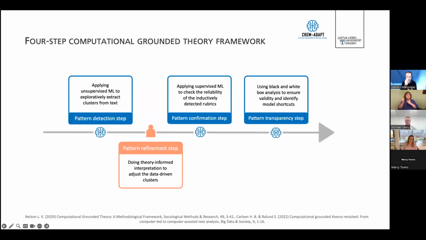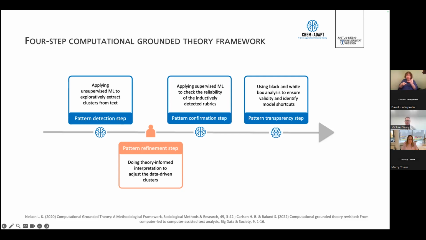So with this, we came across the computational grounded theory framework. This is kind of a little bit related to what we probably know from qualitative data analysis, the grounded theory. Here, the difference is that you use computational methods to help the process of digging deeper into the data. So this computational grounded theory proceeds in 4 different steps.